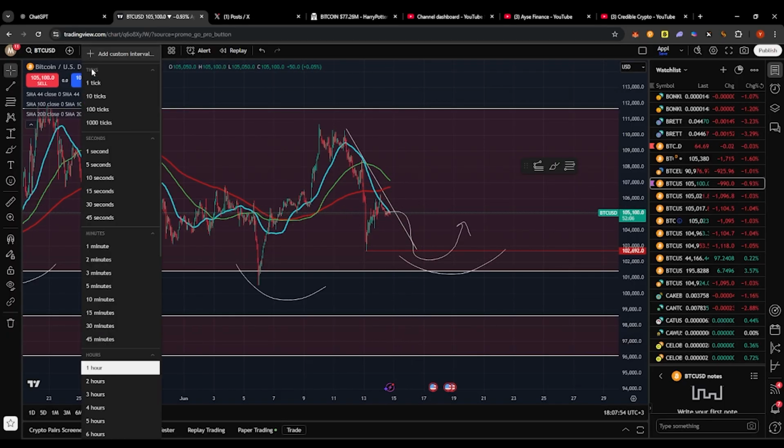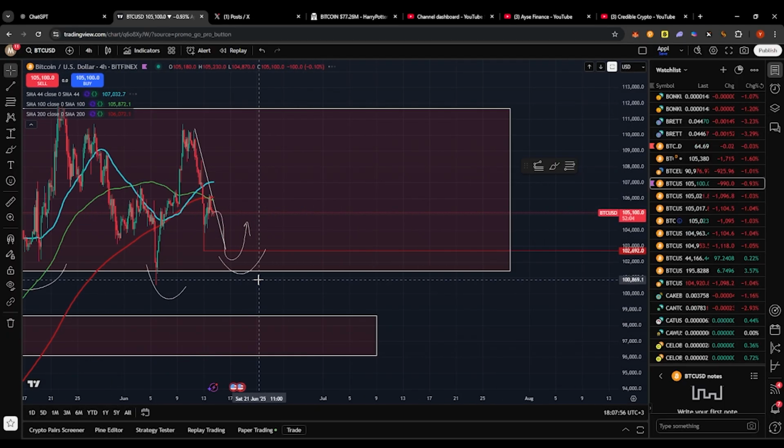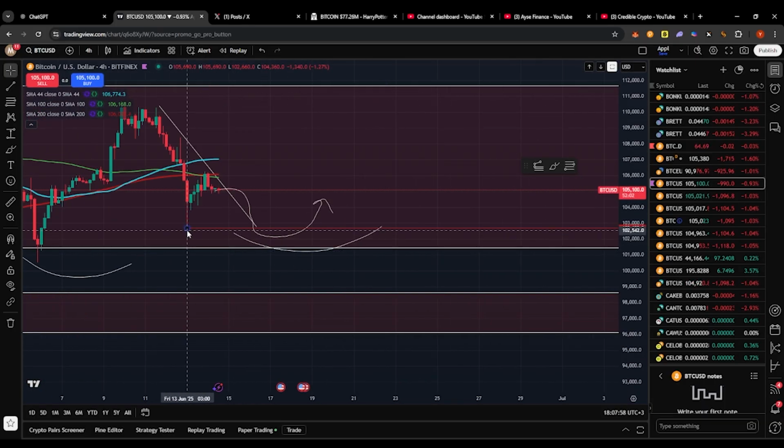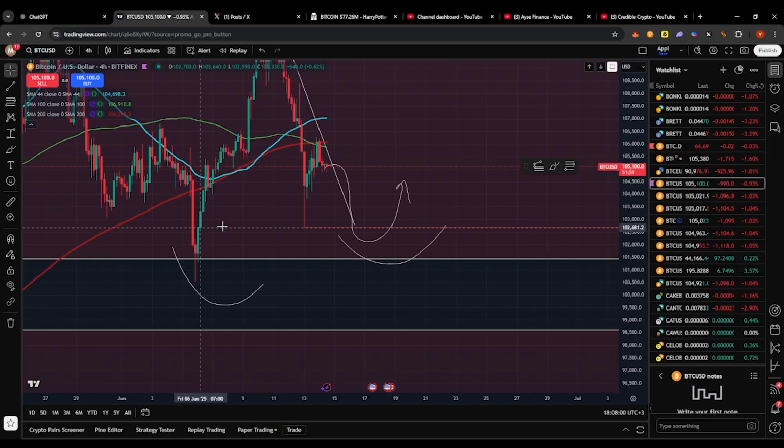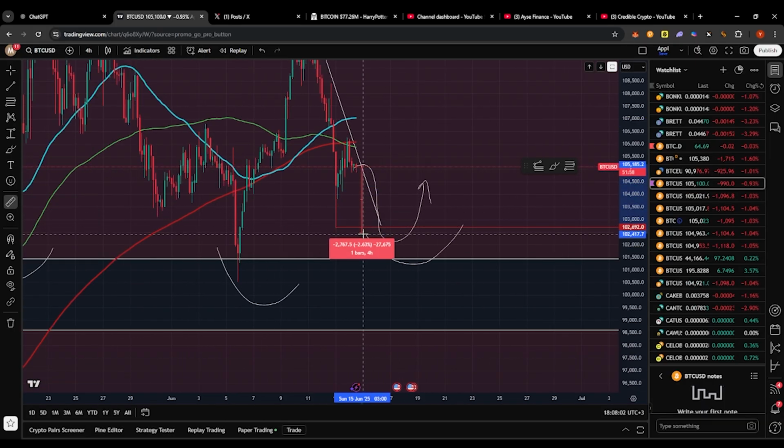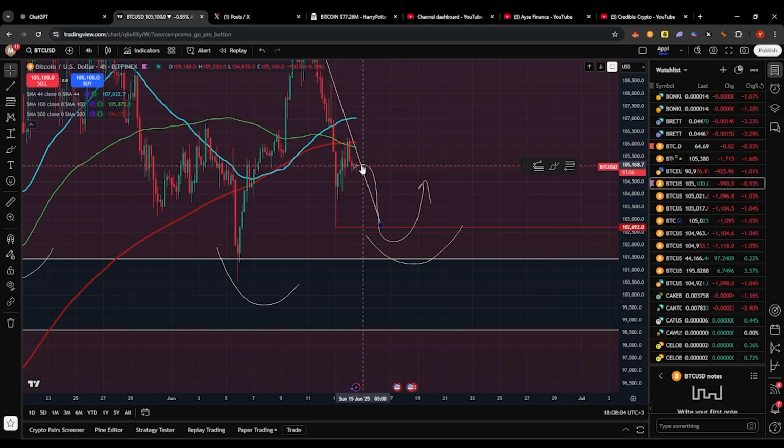And usually the market likes to fill wicks. So I'm going to show you this wick right here. We've got that wick towards the downside. You can see I've marked it with a red line. Usually what happens is markets like to fill these wicks. So we're probably going to head towards 102K, take out the liquidity under these stops and begin to reverse.